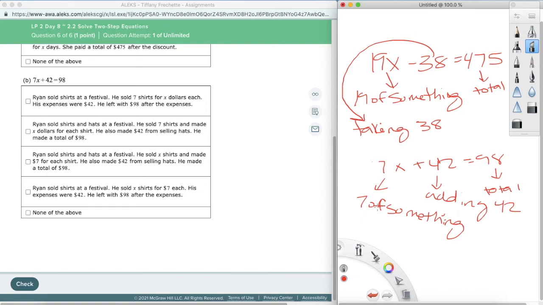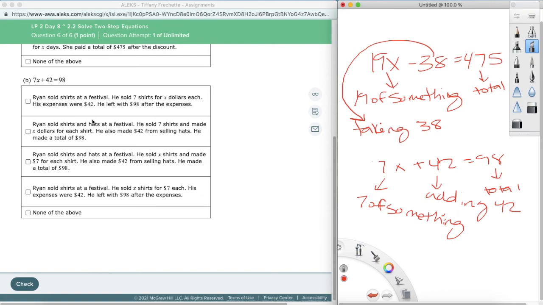All right, so let's read through our scenarios. Ryan sold shirts at a festival. He sold 7 shirts for X dollars each. Ooh, okay. Each is a multiplication word. So 7 would be the number of shirts, and X is the fee that we don't know how much he sold them for. His expenses were $42. Well, expenses is one of those words, hopefully that triggers our understanding of, we're going to take that away.